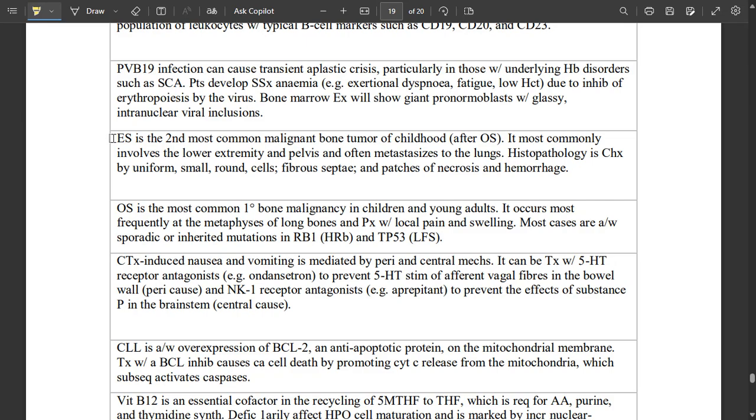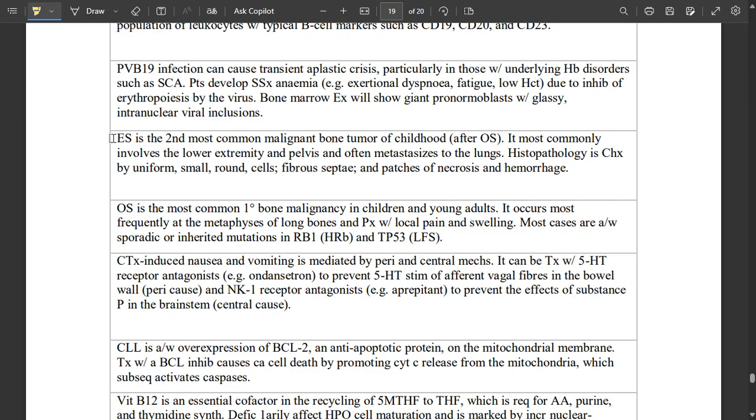Ewing sarcoma is the second most common malignant bone tumor of childhood, after osteosarcoma. The most common malignant bone tumor of childhood is osteosarcoma, and the second most common is Ewing sarcoma. It most commonly involves the lower extremity and pelvis.